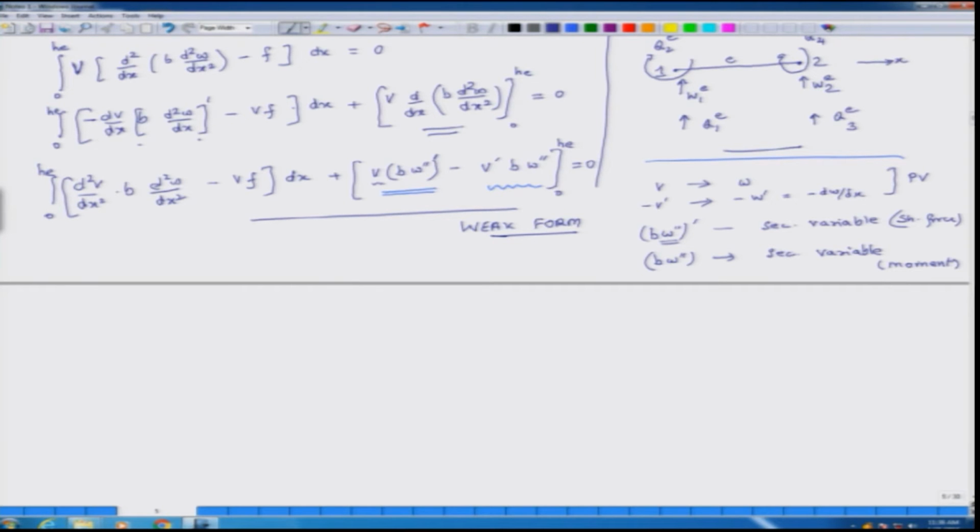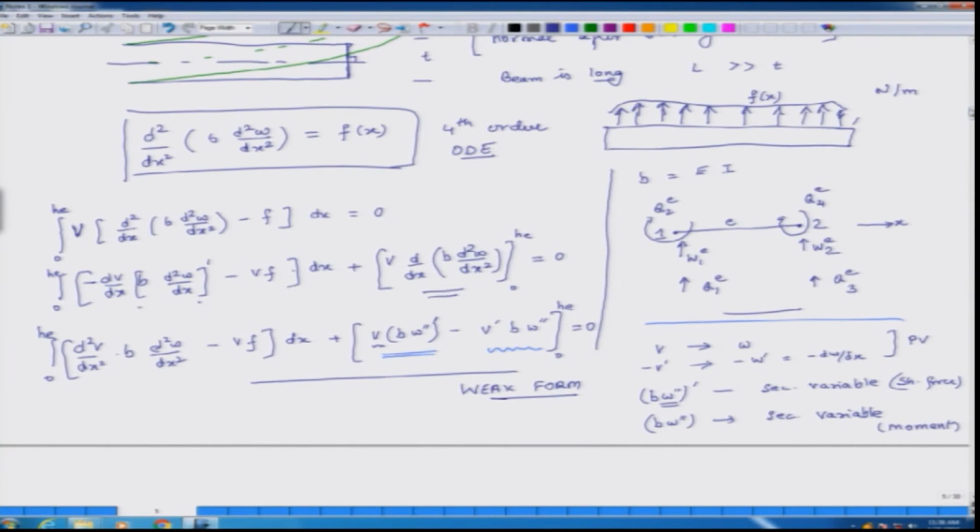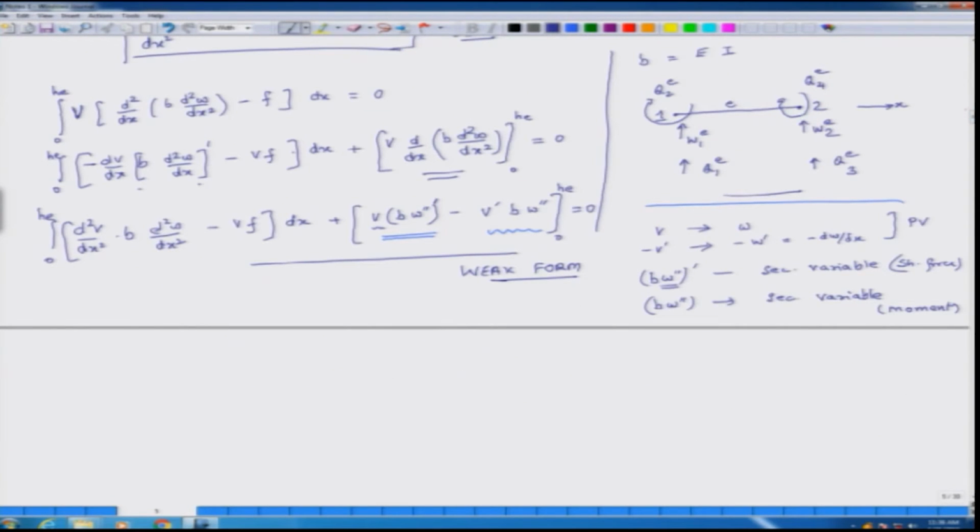and this represents moment. In your solid mechanics lectures, you would have seen that B represents EI, and EI times the second derivative of W is the moment. So, I have two of each in this problem. This is a fourth order ordinary differential equation, and because of this I have two primary variables, W and its slope, and I have two associated secondary variables, shear force and the moment. Okay.